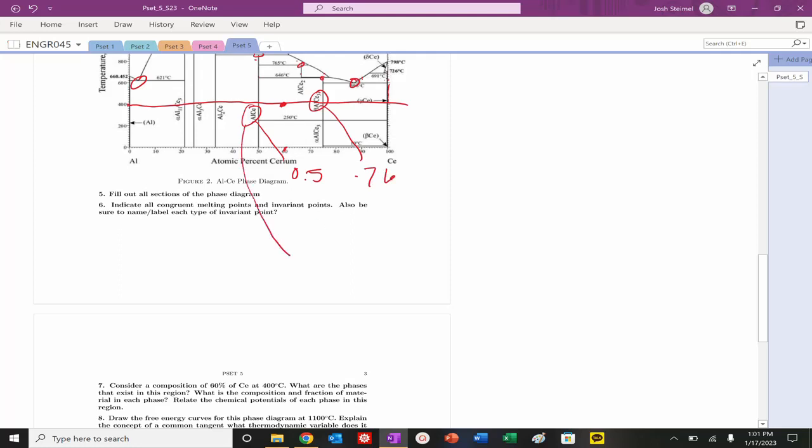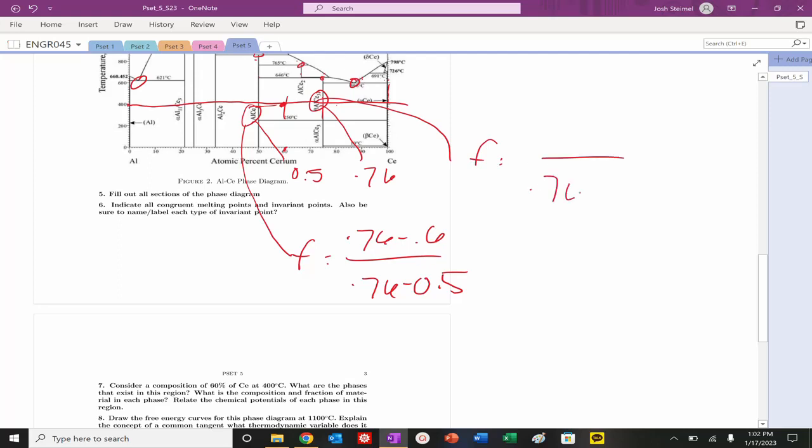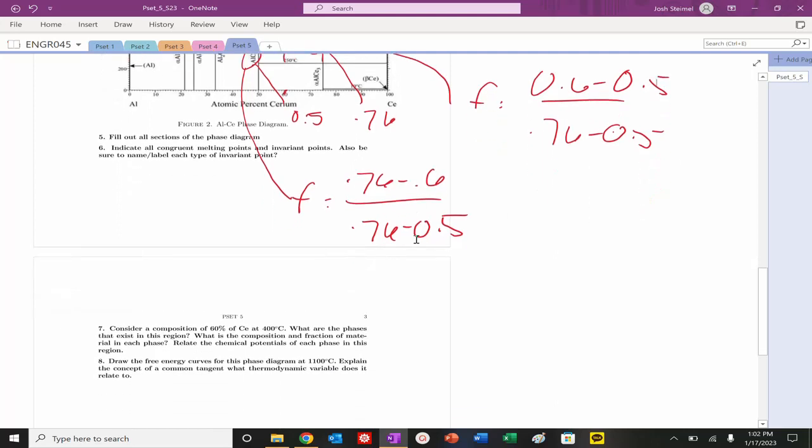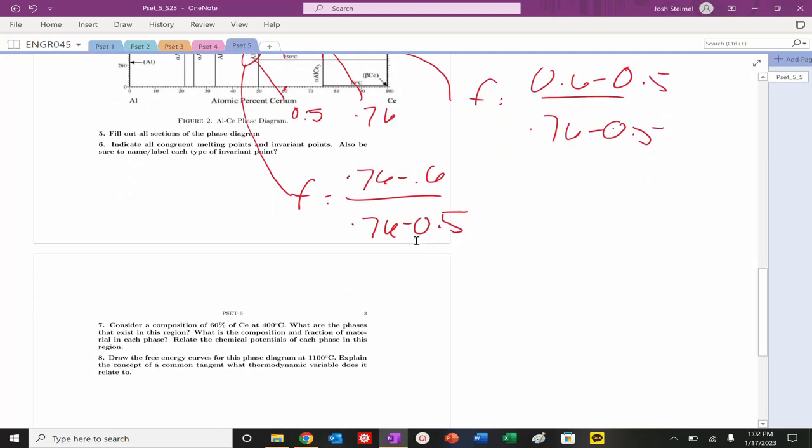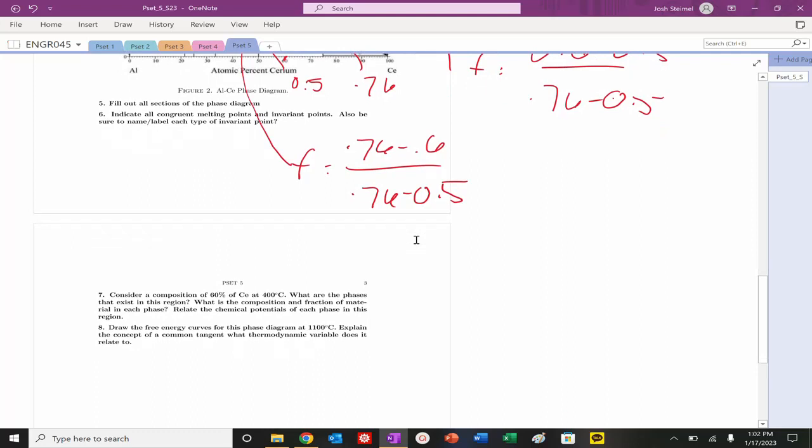What's my fraction of this phase? My fraction of this phase is going to be 0.76 minus 0.5. And then remember, I go opposite. So here, if I want to find the composition, I run here and then go back. But if I want to find the fraction, it's this fraction here. So it's going to be 0.76 minus 0.6. What's my fraction of this phase? Again, same denominator, 0.76 minus 0.5. But now I run to the opposite, so I'm going to go to 0.6 minus 0.5. And that will be my fraction. Chemical potentials are equal. What are my degrees of freedom? It's going to be 1. We know that as well.